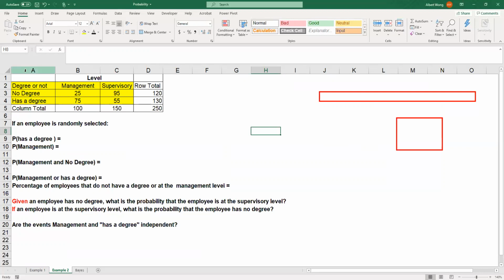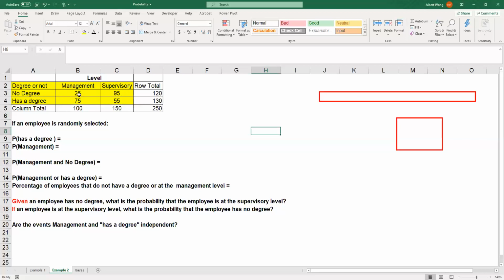So, for example, we take a sample of 250 employees in a company, and we classify these 250 employees in two ways. One way of classifying them is to see whether they have a degree or not. On the other hand, we also classify the employees in terms of their management level. So we have, in this case, either they're in management or they are in supervisory roles. So when we take the 250 people in the organization, we classify them in two ways. We will get a table like this.